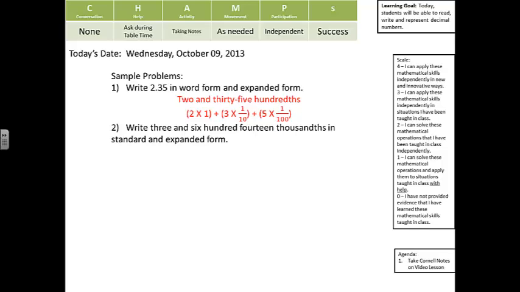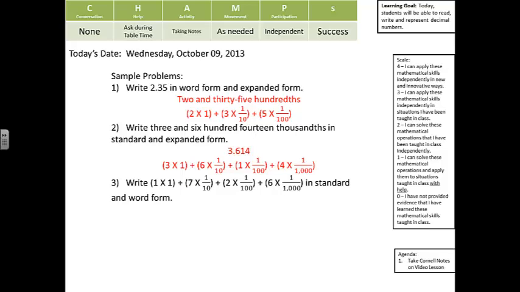Our second sample problem, we're going to write 3 and 614 thousandths in standard form and in expanded form. So we see the "and" there, so we know that the decimal point is going to come after the 3. So in standard form, it's going to be the 3, the decimal point, and then 614 thousandths. And in expanded form, it would be 3 times 1 plus 6 times 1/10 plus 1 times 1/100th plus 4 times 1/1000th.